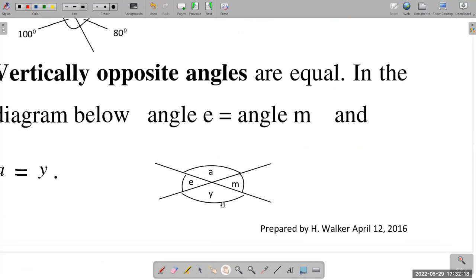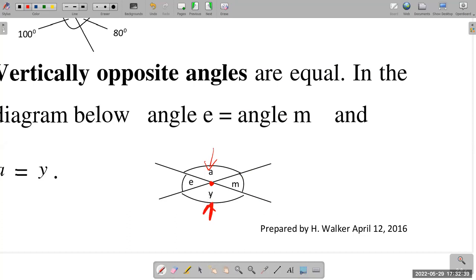Then we have vertically opposite. Vertically opposite angles happen when 2 lines intersect. So here we have our point of intersection, and we see that 4 angles are created as a result. So anytime you see this shape of an X, that's the first thing you should think about. And as we see here, A is opposite to Y, hence they are equal.